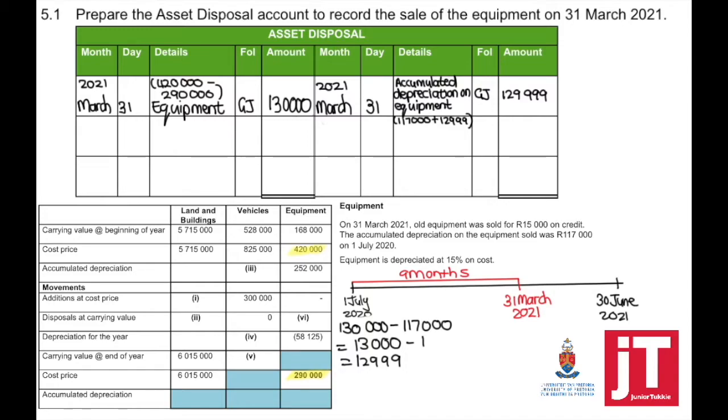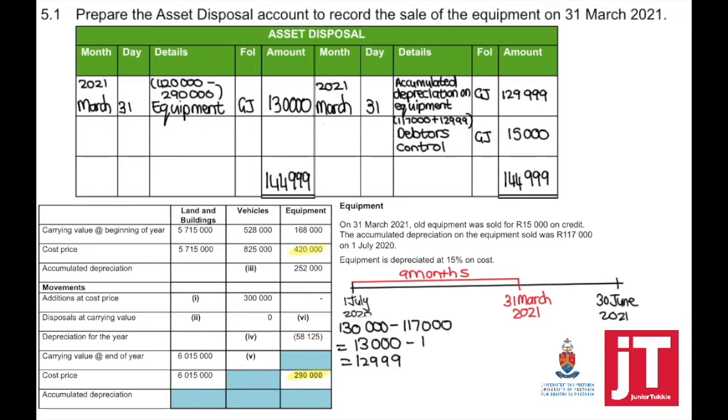Our next step, show the selling price. The selling price will always appear on the credit side. We sold it on credit, so my details is debtors control. The last step, calculate if you made a profit or loss on the sale of the asset, and to calculate that, we need to balance this account.